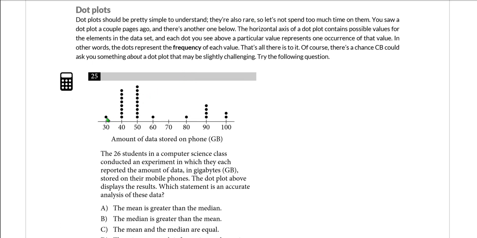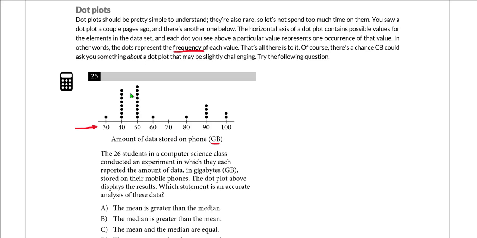All a dot plot is, it's a way of representing frequencies. So basically on the horizontal axis, we will have a bunch of data values, a bunch of possible values for whatever we're measuring in our data set. And then above each of those values, we will have a certain number of dots or no dots at all, indicating that, for instance, here there was no 70 gigabytes of data stored on any of these phones.